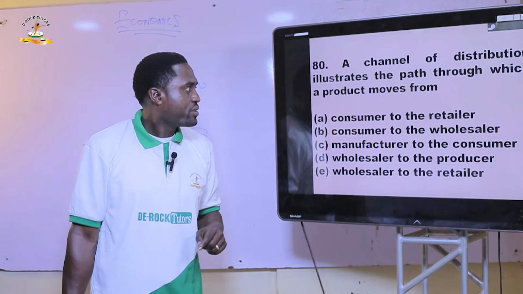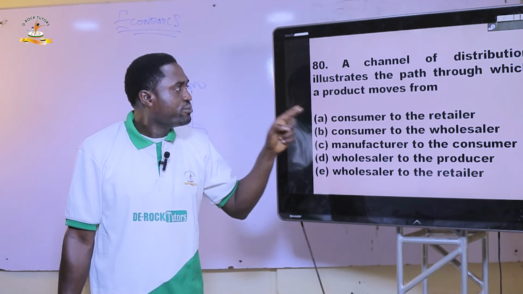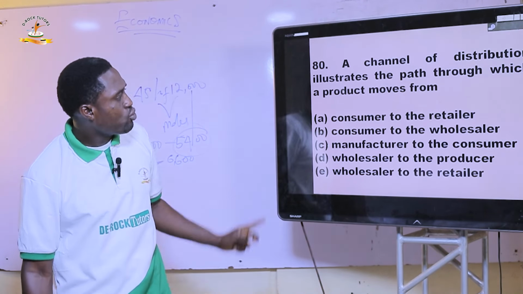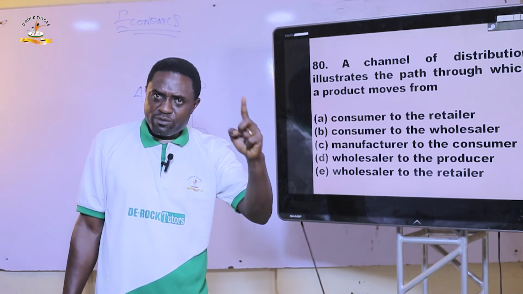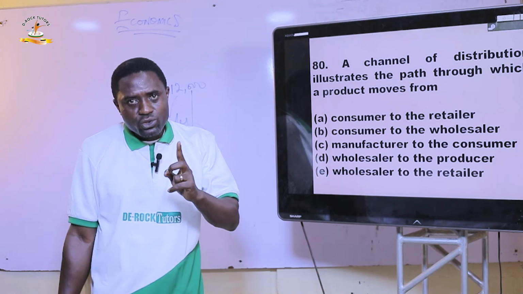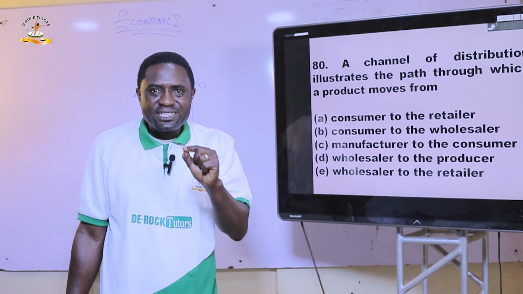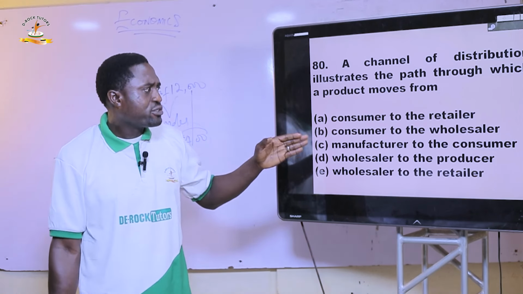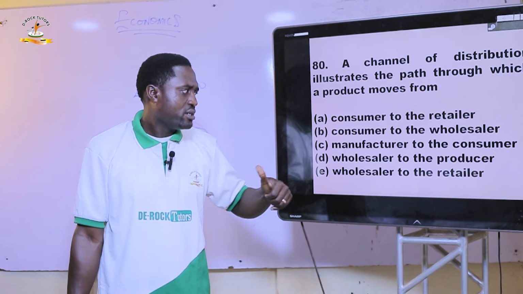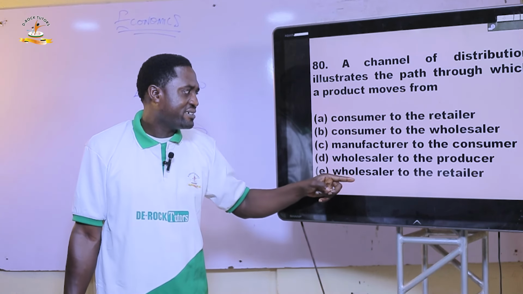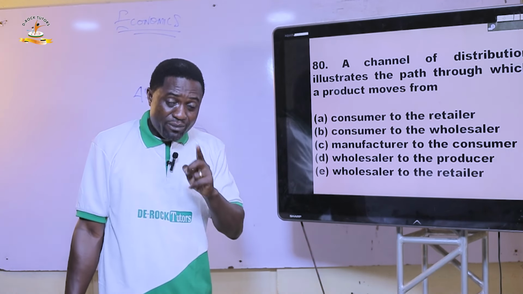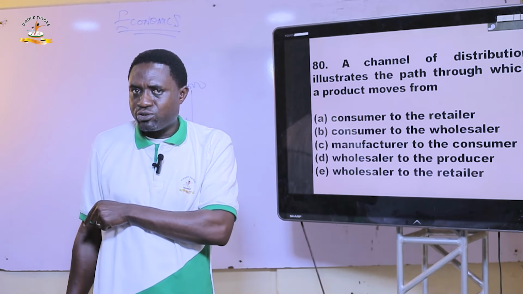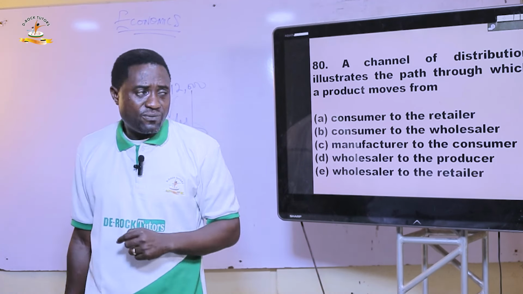A channel of distribution illustrates the path through which a product moves from who? From the producer or the manufacturer to the final consumer. Note that production is not complete until it gets to the final consumer. So from this option, consumers to the retailer, no. Consumer to the wholesaler, no. Manufacturer to the consumer, yes. Wholesaler to the producer, no. Wholesaler to the retailer, no. Manufacturer to the consumer. And remember, like I said before, production is not complete until it reaches the final consumer, from the manufacturer or producer to the final consumer.